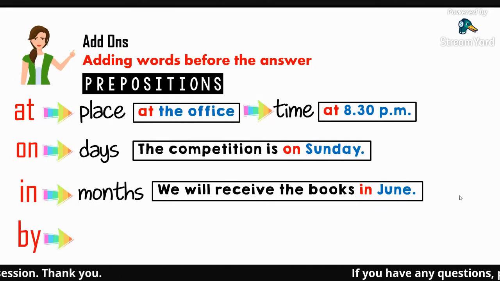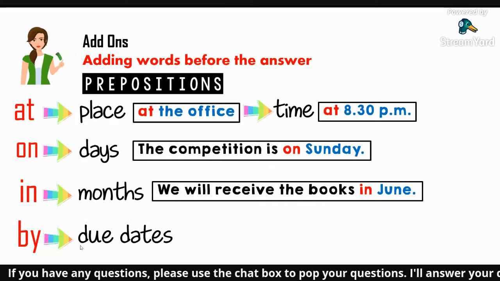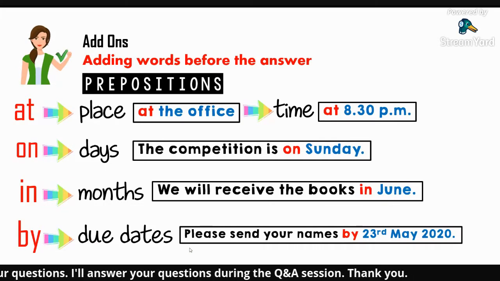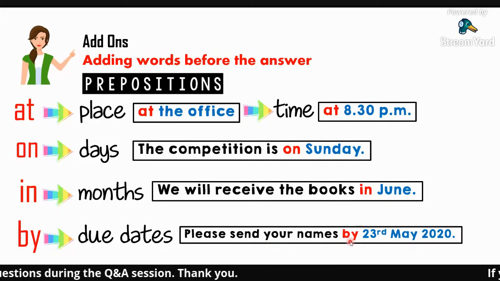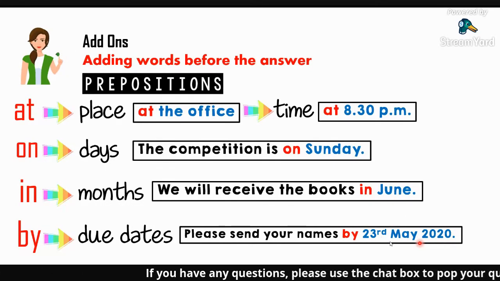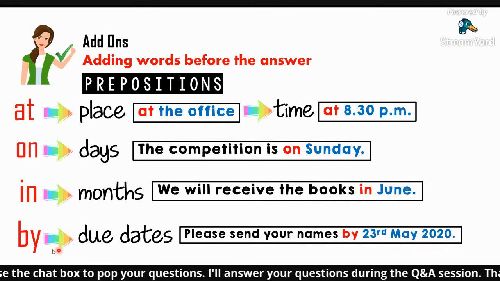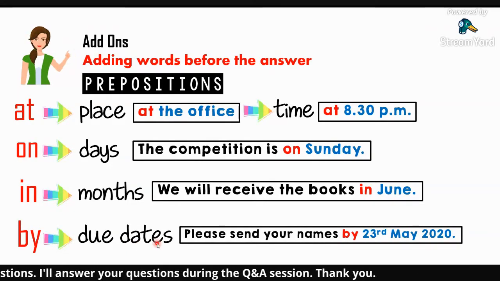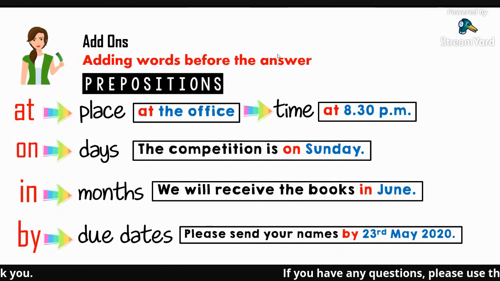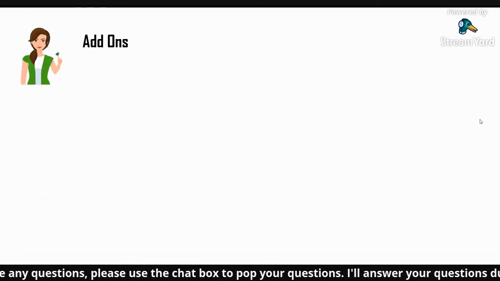The next one is "by". Now this is very common. We use this when it comes to due dates. For example, please send your names by 23rd May 2020. So this is a due date, and you need to send your names by this date. Please be aware of all this. This is very important when it comes to adding words before the answer. So under prepositions, these are the most common ones. Let's look at the next one.